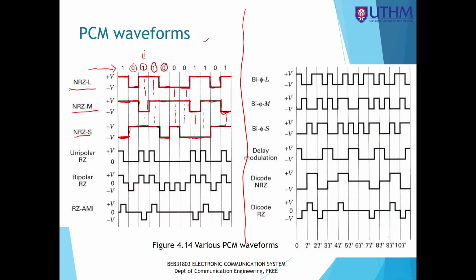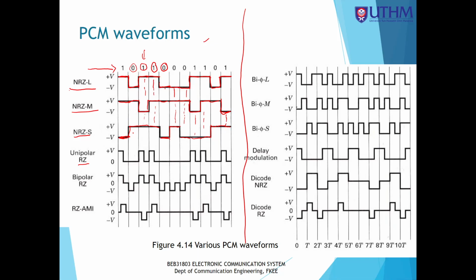Then another one is unipolar. Unipolar means a single polarity, normally the positive voltage. Unipolar return to 0 will always return to 0 for every bit time. Half of the bit time will return to 0 volt.